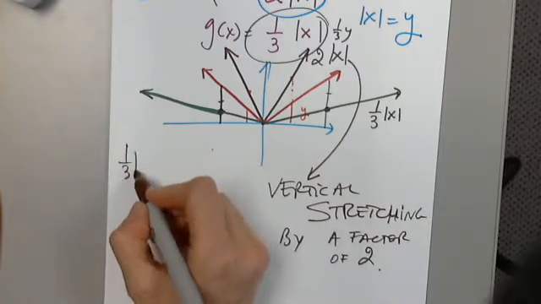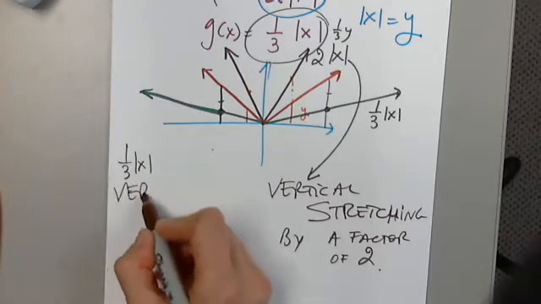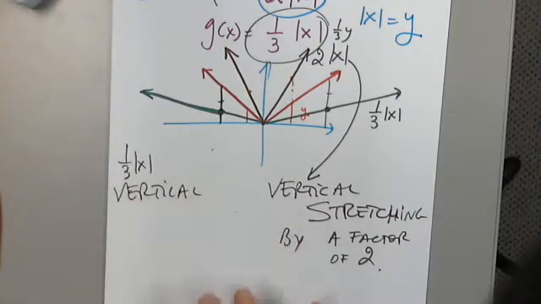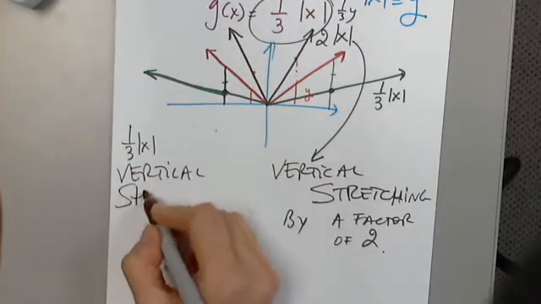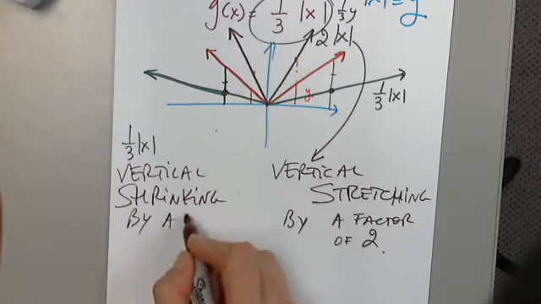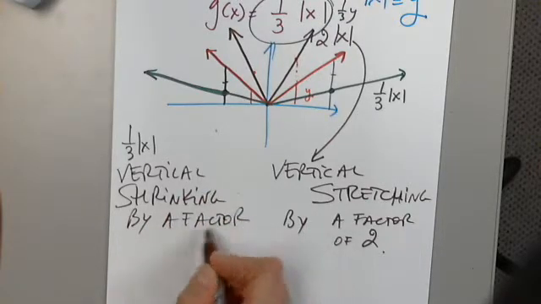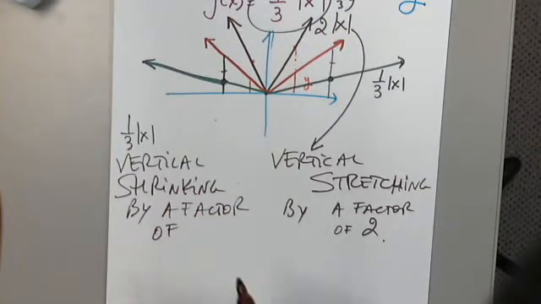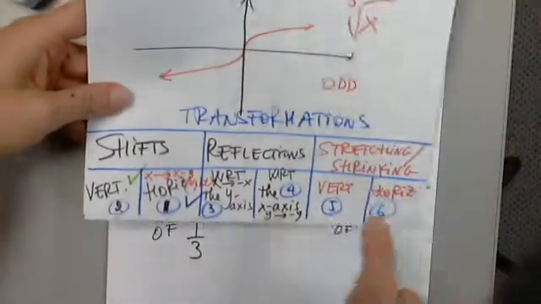So 1/3 the absolute value of x is a vertical shrinking. We shrink the graph vertically. Vertical shrinking by a factor of, which one? 1/3. Thank you very much. So, and this is the end of the material for test 1. So let's write it here.